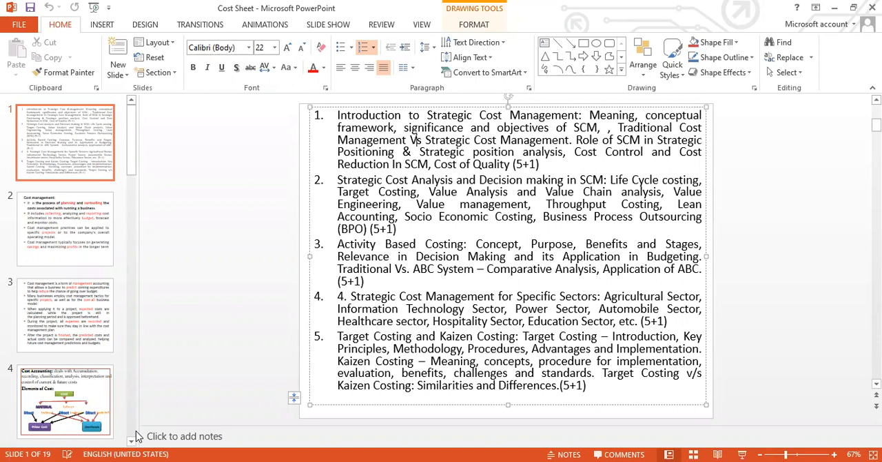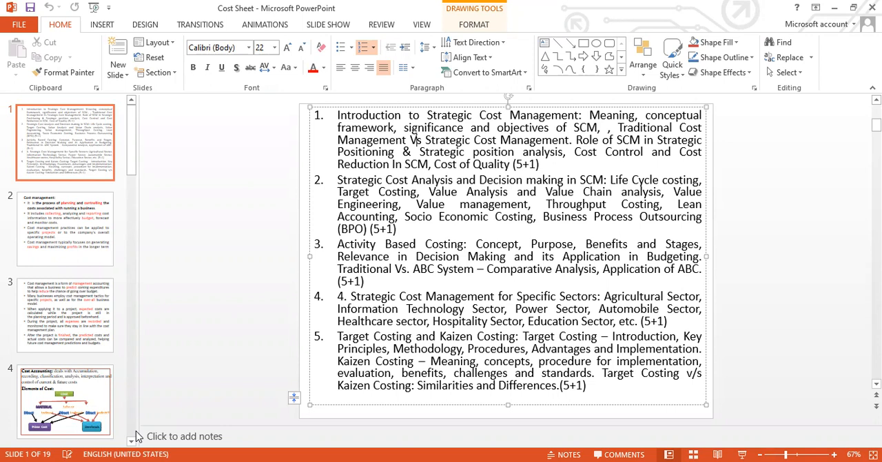Maybe the cost may be related to your raw material, cost may be related to your fixed assets, cost may be related to your current assets, cost may be related to your direct and indirect labor, and cost may be related to expenses. Which types of expenses are there? Direct and indirect expenses, maybe electricity, maybe water, maybe government taxes, maybe insurance. So these are the various costs which will be there.